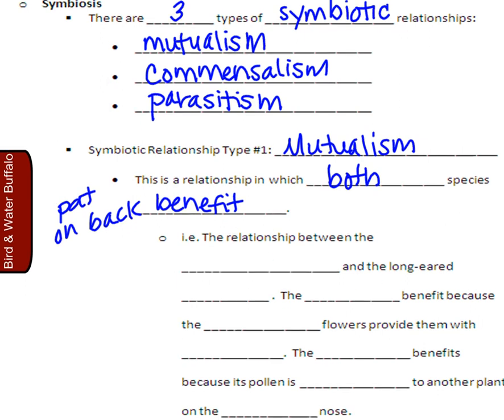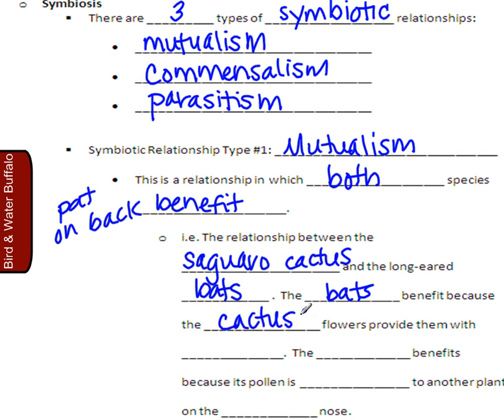Here's an example: the relationship between the saguaro cactus and the long-eared bats. The bats benefit because the cactus's flowers provide them with food.